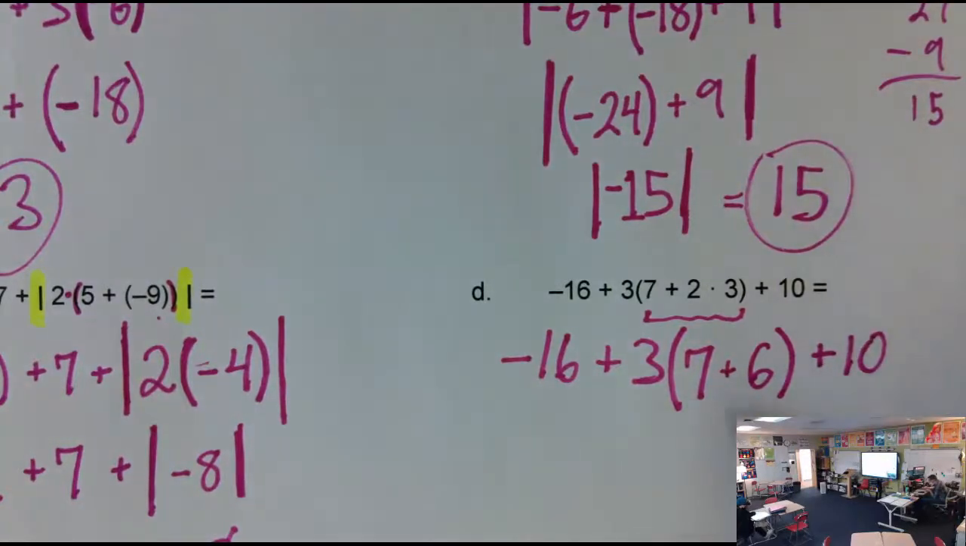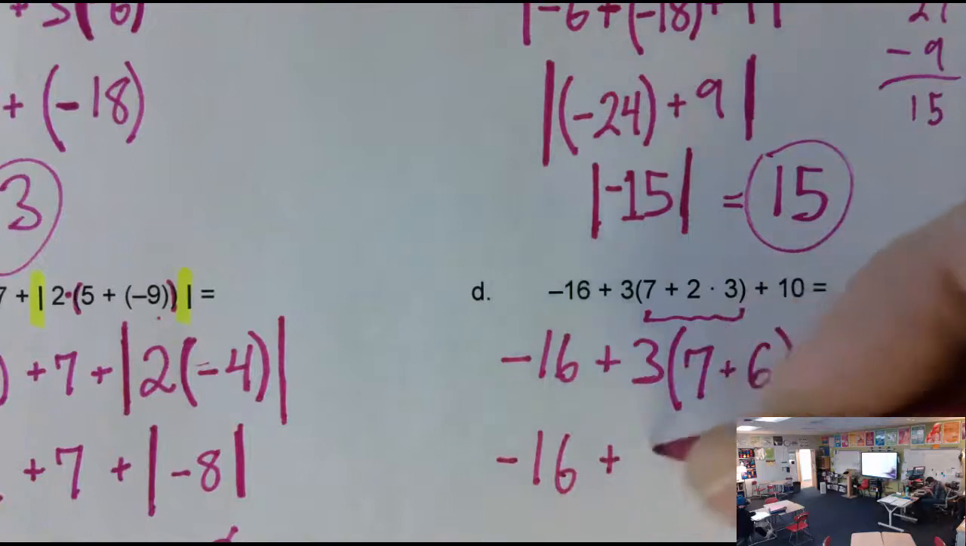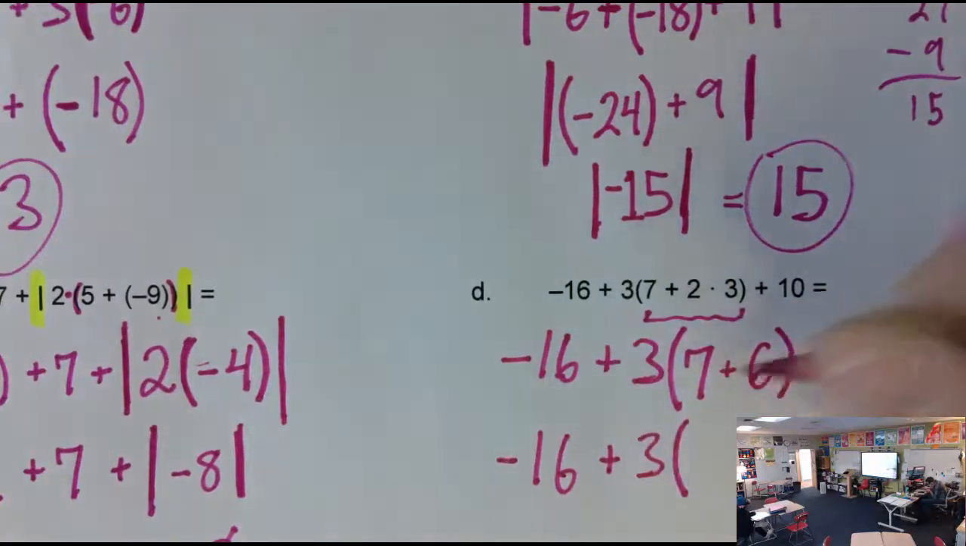I still am inside my parentheses because I still have work to do inside those parentheses. So I'm still on that P step for parentheses. 7 plus 6.